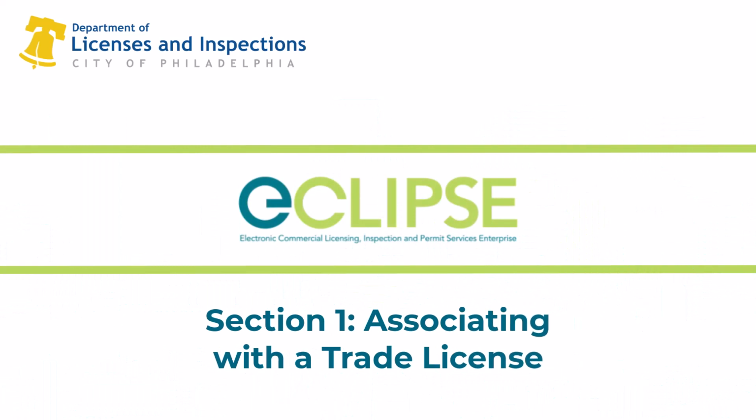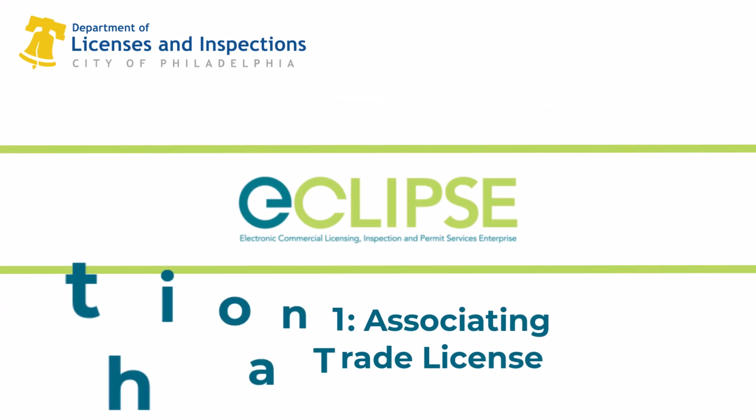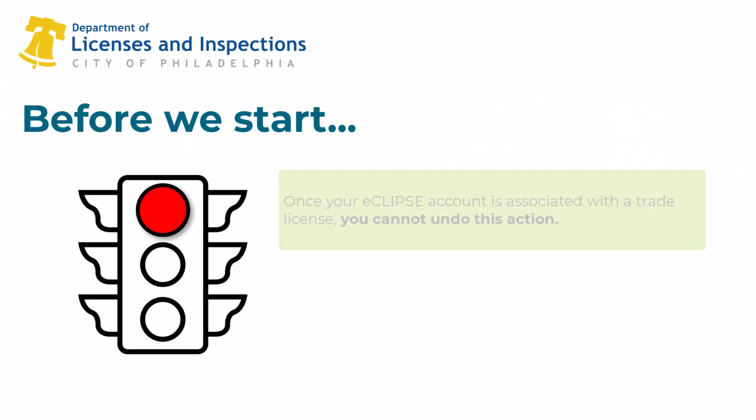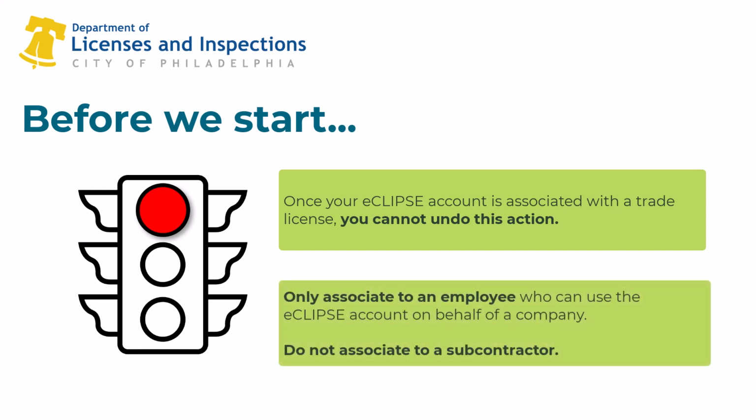Section 1. Associating with a trade license. Before starting, please note that once a person's eCLIPSE account is associated with a trade license, you cannot undo this action. The trade license will appear on the associated account forever. Associating an account should go only to an employee who can use the eCLIPSE account on behalf of a company.